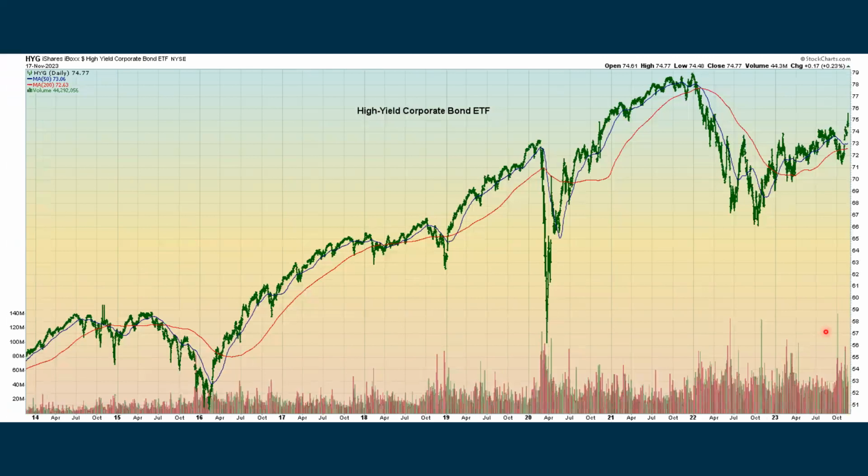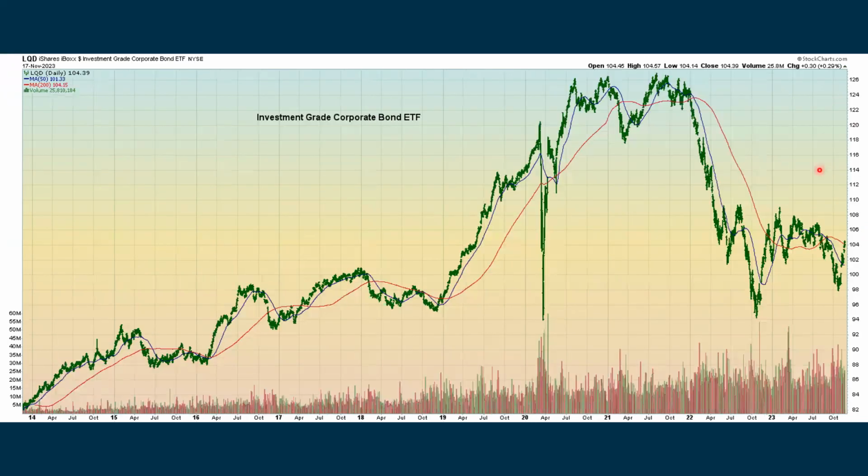We look at high yield corporate bonds, which another way you can say that is junk bonds, and they tend to follow the stock market. And even though they saw some weakness, they have been making a comeback and they're still in an uptrend. We look at more conservative bonds, which are investment grade bonds, and they continue to be in a downtrend, even though they've been bouncing up lately.